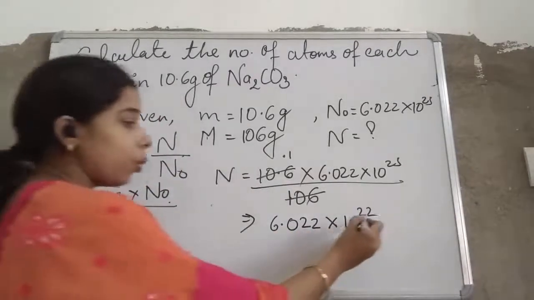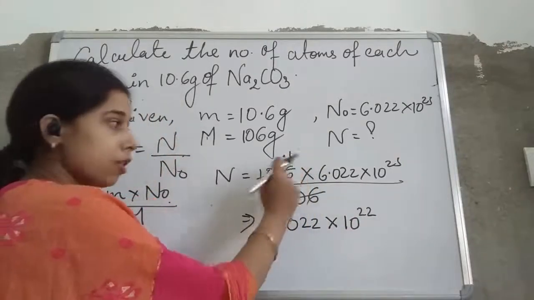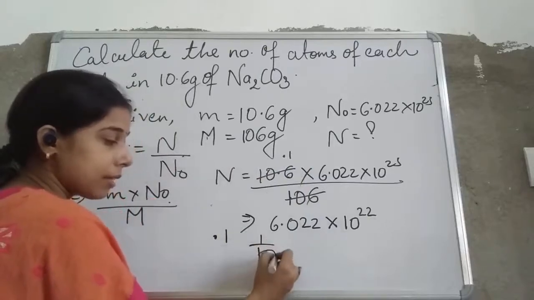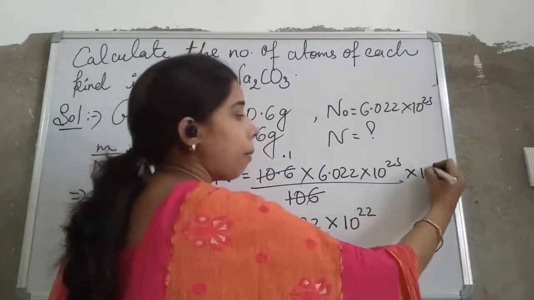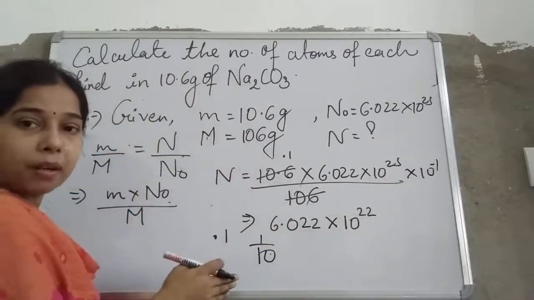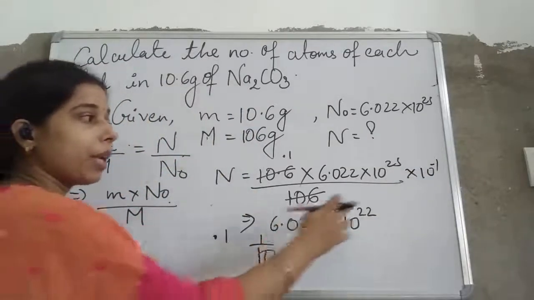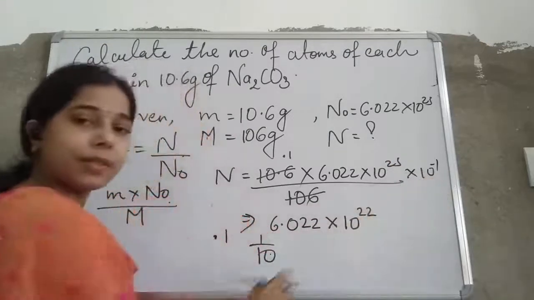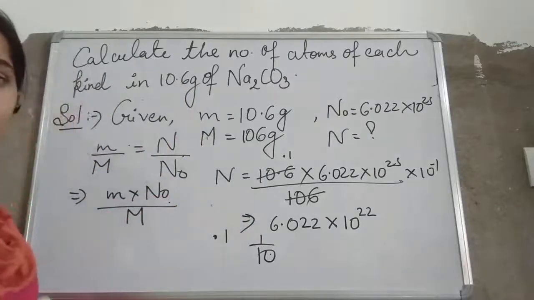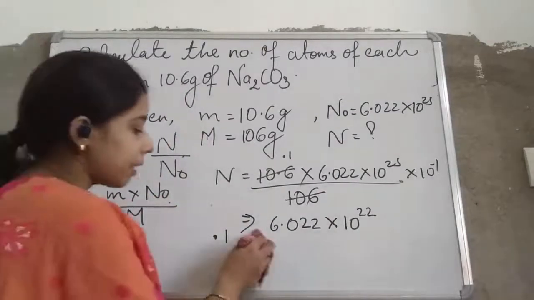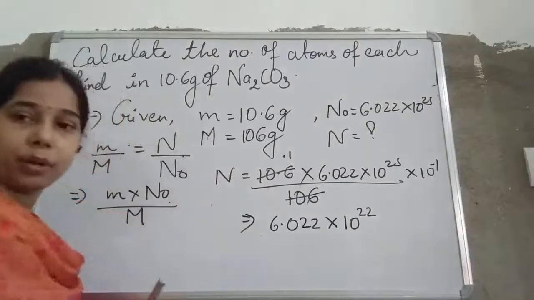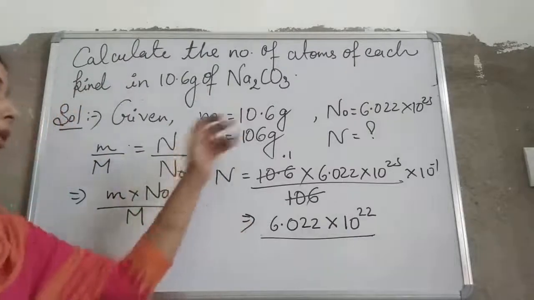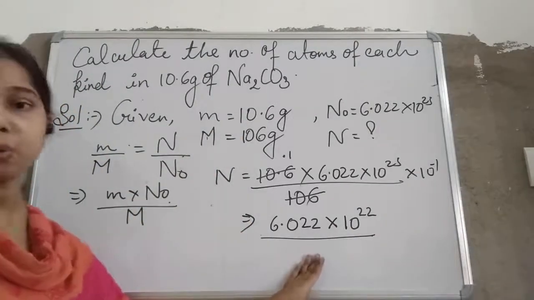So how did this 22 come, students? Because this is 0.1, and this 0.1 will be 1 by 10 itself. So this 10 we can write as 10 the power minus 1. When it goes into the numerator, it becomes 10 the power minus 1. So 10 the power 23 into 10 the power minus 1 gives 10 the power 22. So the answer will be 6.022 into 10 the power 22. These are the number of formula units in this mass of Na2CO3.